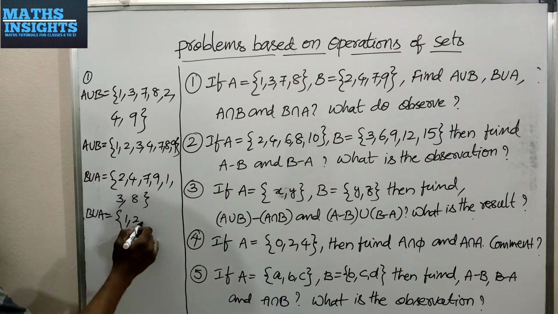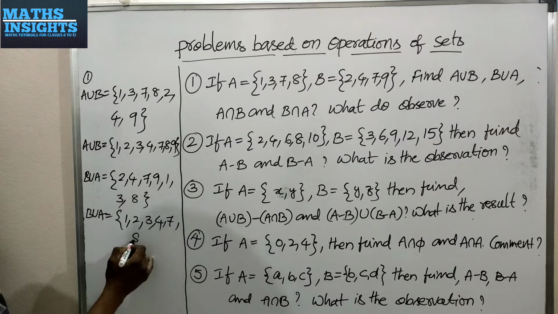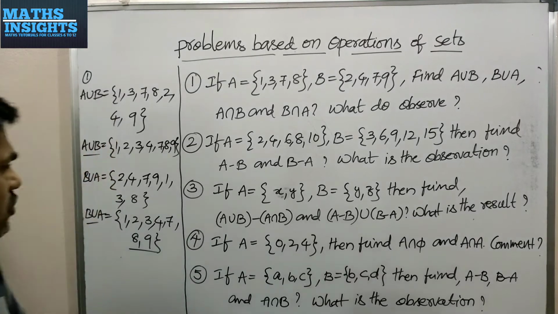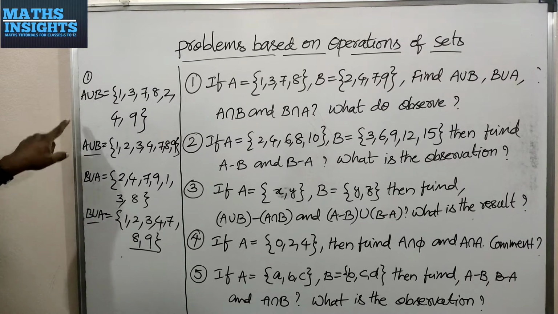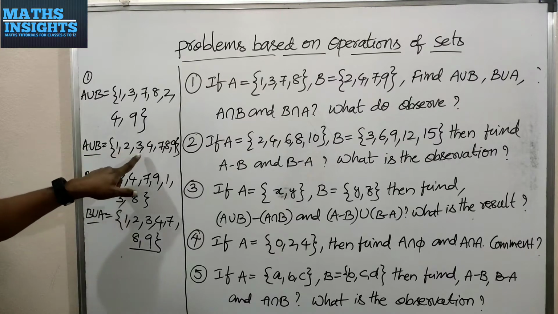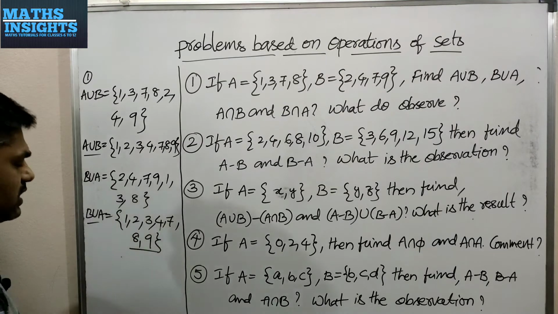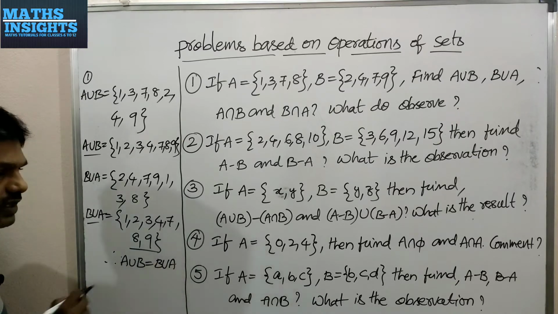So if you want to write it, you may write in order. See, 1 is there, 2 is there, 3 is there, 4 is there, 5 is not there, 6 no, 7, 8, 9. If you observe the two sets A union B and B union A, you observe that they both have the same elements. See, this is A union B: 1, 2, 3, 4, 7, 8, 9. Similarly, 1, 2, 3, 4, 7, 8, 9. Therefore, our observation is A union B is equal to B union A.